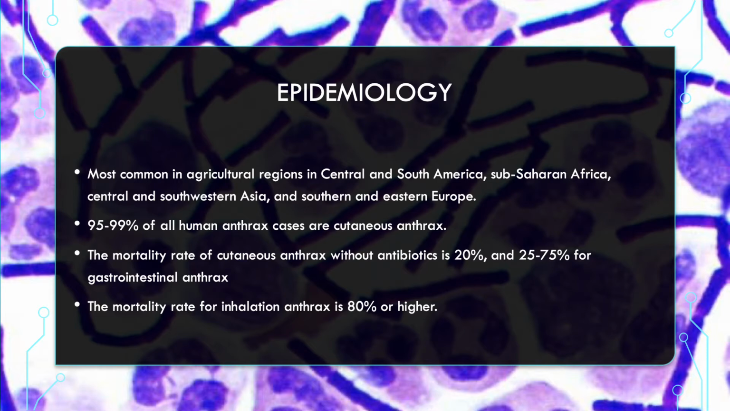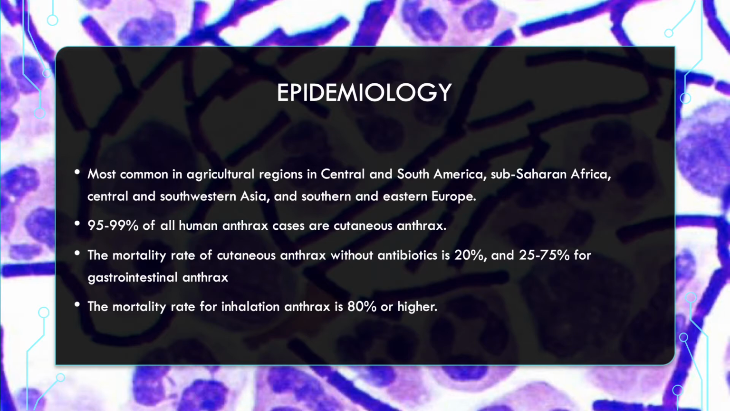The mortality rates from anthrax vary depending on the exposure and are approximately 20% for cutaneous anthrax without antibiotics and 25 to 75% for gastrointestinal anthrax. Inhalation anthrax has a fatality rate that is 80% or higher.